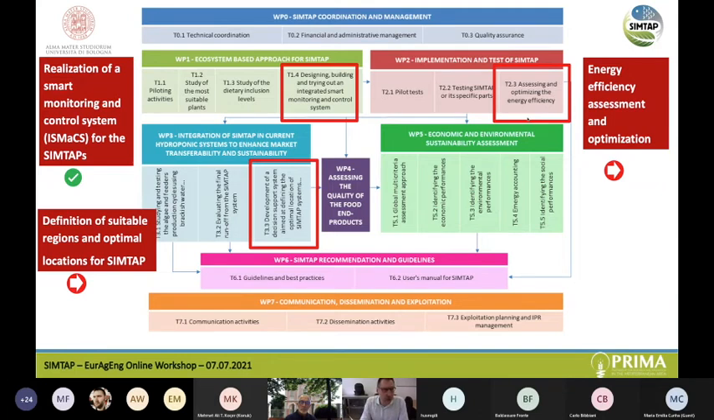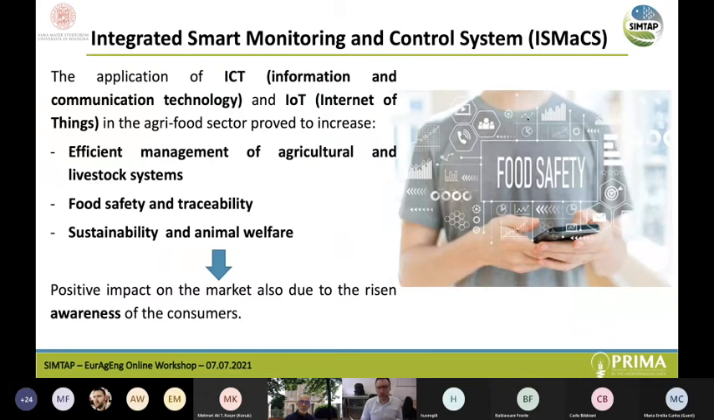In this project, we mainly take care of three tasks. The first one is the realization of a smart monitoring and control system. We have called it ISMAX, specifically designed for the SIMTAP prototypes. We will start from that. Then we also have to manage the energy efficiency assessment and optimization, as well as the definition of the optimal places where the SIMTAP plants could be installed in the Mediterranean region. So let's start from the smart monitoring and control.